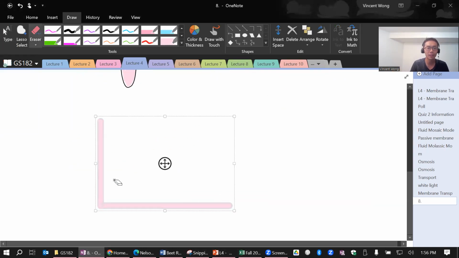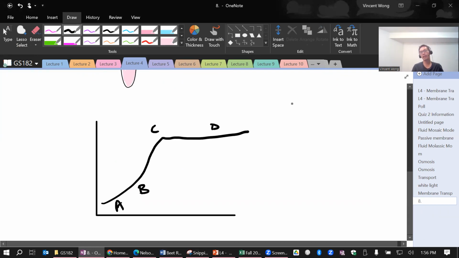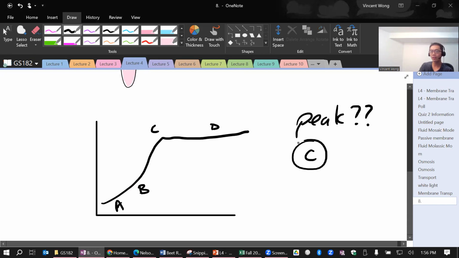If we have a graph here, and let's say the graph looks like this, where is the peak? Is it A, B, C, or D? Where is the peak? C. Someone says C. Patricia says C. Jay says C. Anyone think it's not C?